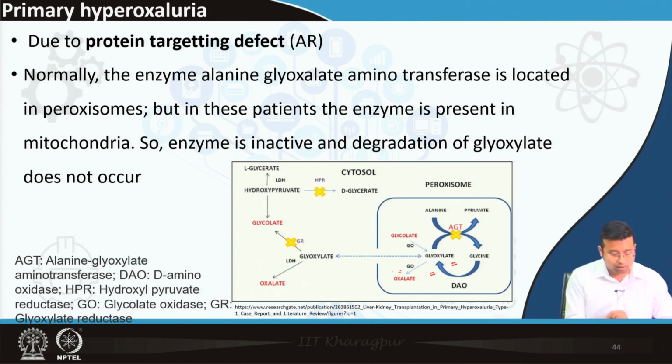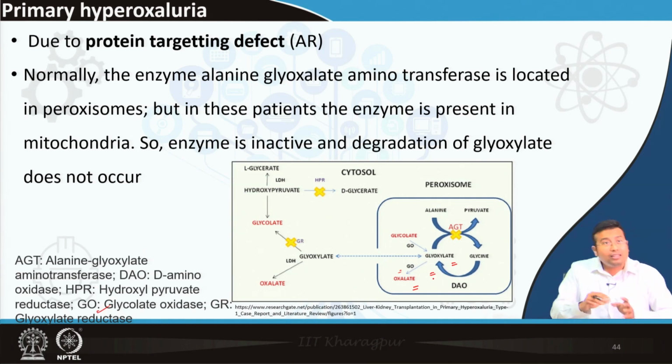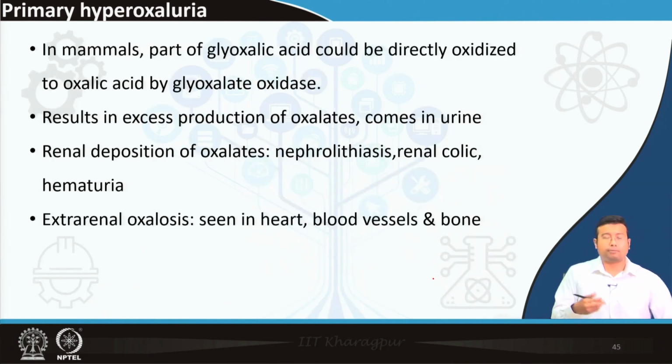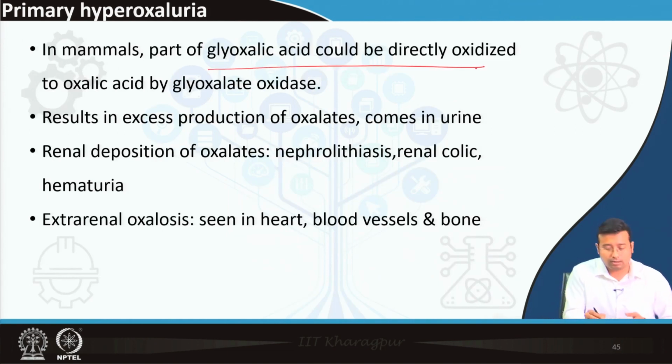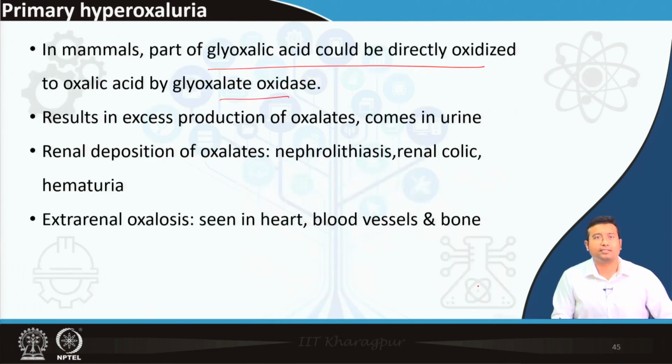GO stands for glyoxylate oxidase or glycolate oxidase, same thing. So this leads to formation of excess oxalate, and thus excess oxalic acid or oxalate is excreted in urine. There is another variety, but let us discuss this first. Parts of oxalic acid could be directly oxidized to oxalic acid by glyoxylate oxidase. This is what I was discussing.